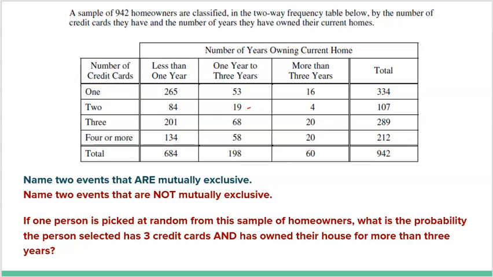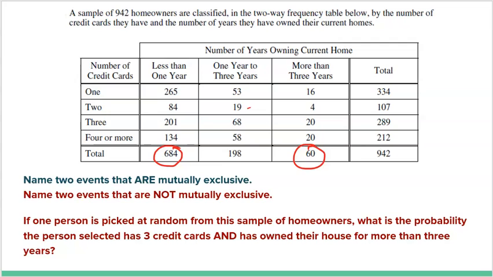All right, so here's the first 2 tasks. Name 2 events that are mutually exclusive and then name 2 events that are not mutually exclusive. Now, mutually exclusive means 2 things that have no overlap. So what 2 things have no overlap? Well, living in your house less than 1 year and living in your house more than 3 years. Those 2 things cannot happen at the same time. You cannot meet both of those.